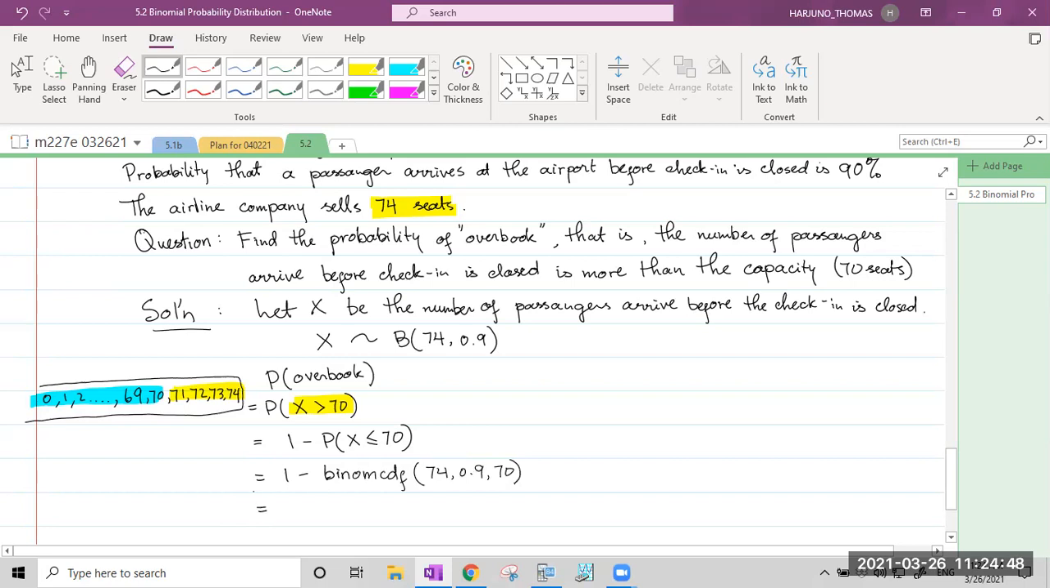Now you want to keep the probability of overbooking to a minimum, of course. But at the same time, if you don't want any overbooking, then just sell 70 seats. Then you never have a case of overbooking. But you will have too many cases of empty seats. So there's a balance between not wanting to overbook too often, but at the same time not wanting empty seats too often, because that's actually a loss for the company.